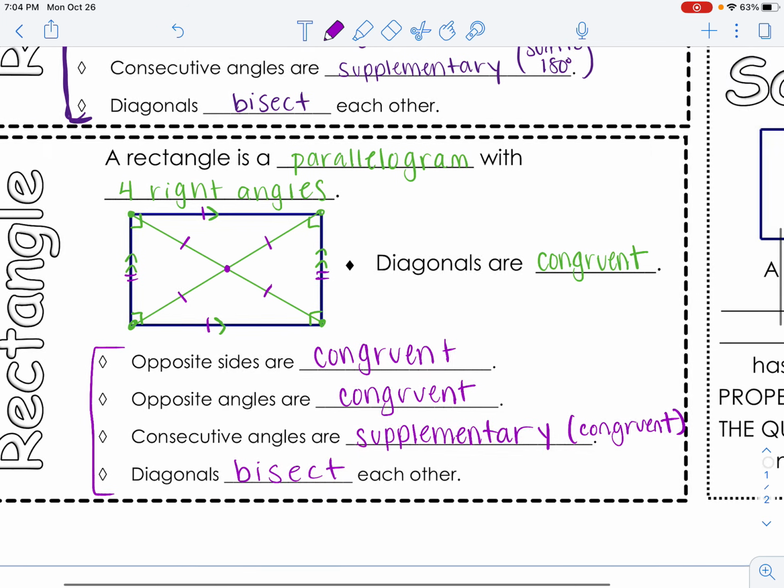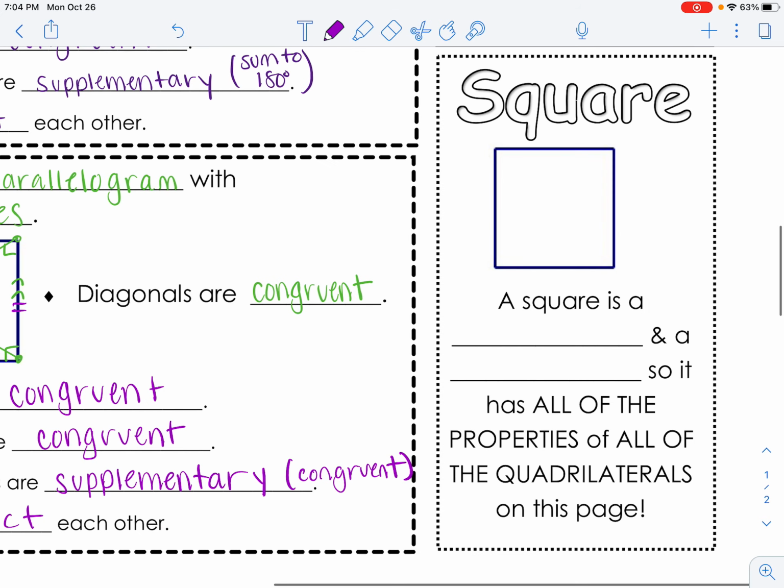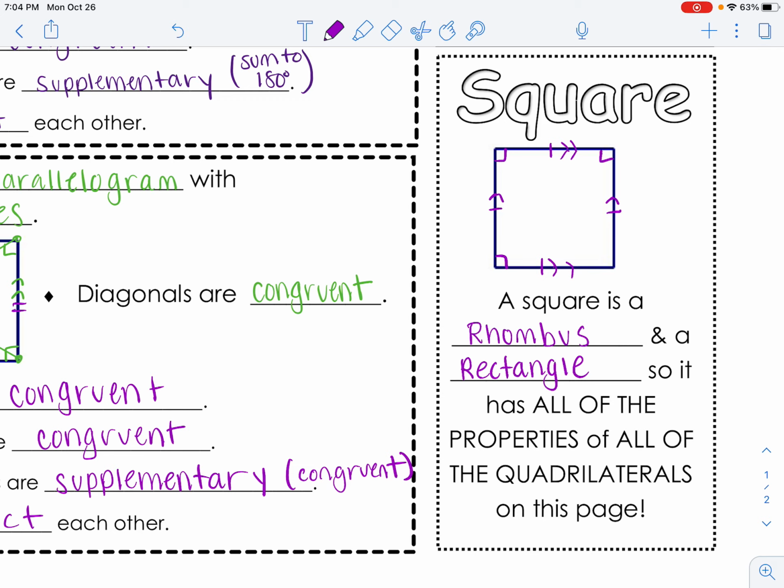All right, and let's look at our last special quadrilateral, and that is the square. A square is a rhombus and a rectangle. That means opposite sides are parallel. All four sides are congruent, right? That's the definition of a rhombus. All four sides congruent. And then what does the rectangle bring in? The fact that we have four right angles.